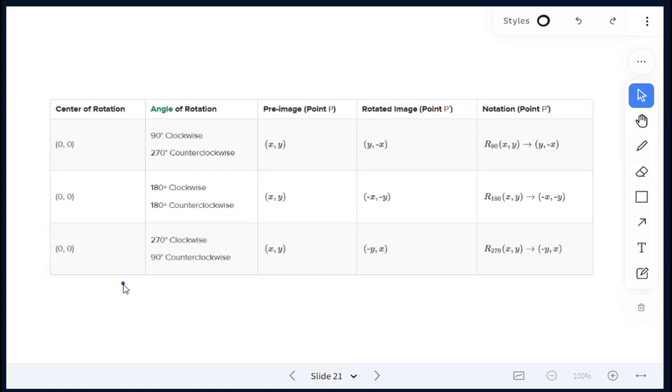So just to sum up for rotations, if the center of rotation is at 0, 0, our pre-image point is x, y. You can see what happens to the points when it is rotated 90 degrees clockwise or 270 degrees counterclockwise, it becomes y, negative x. 180 degrees clockwise or counterclockwise, we just switch the signs, becomes negative x, negative y. And then if it's 270 clockwise or 90 degrees counterclockwise, again, it switches, becomes negative y, x.